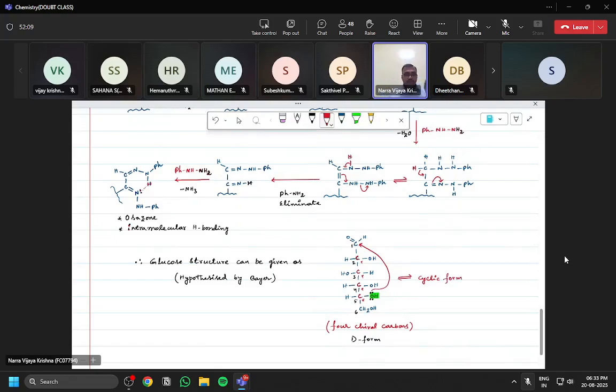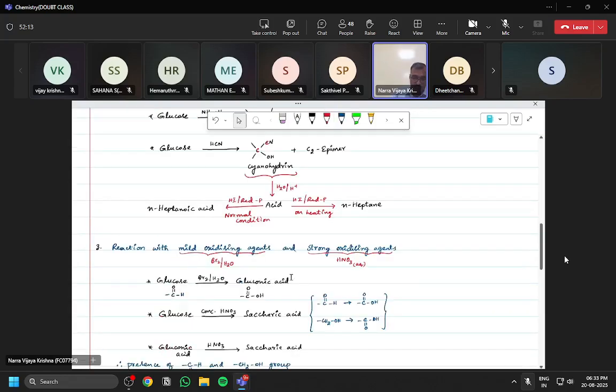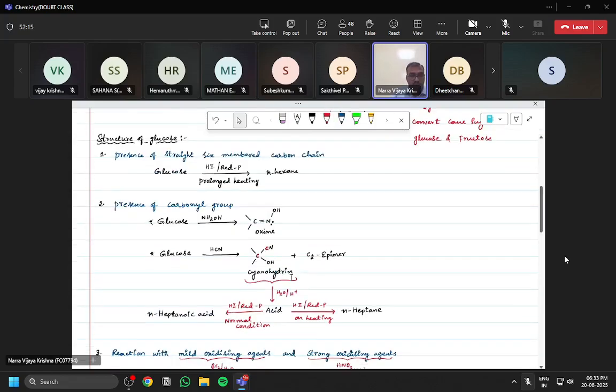Right? This is how the structure of glucose was predicted. I am just repeating again. With HI and red phosphorus, you get n-hexane. Reacts with NH2OH to form oxime. With HCN to form cyanohydrin.